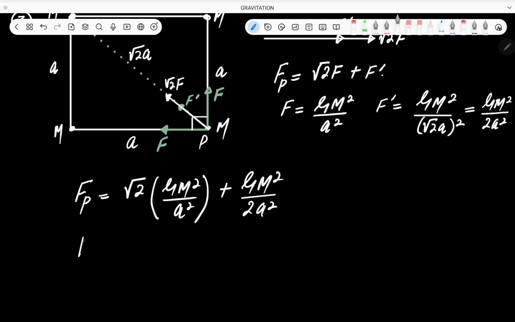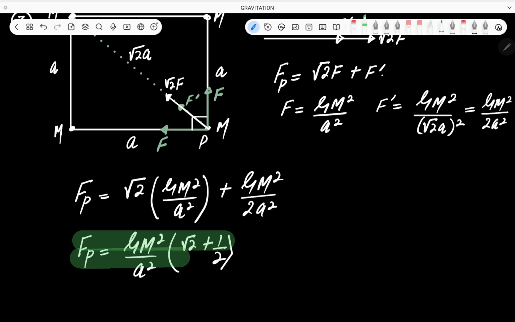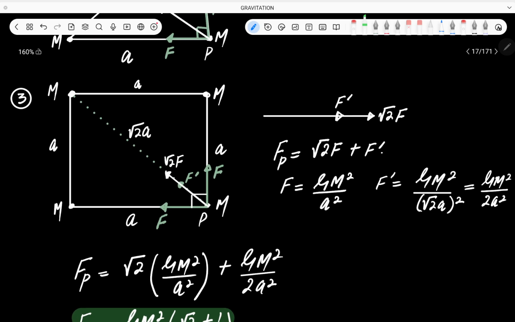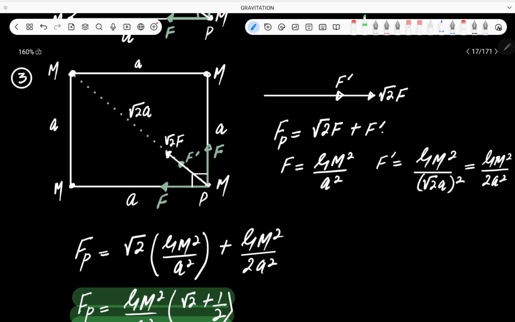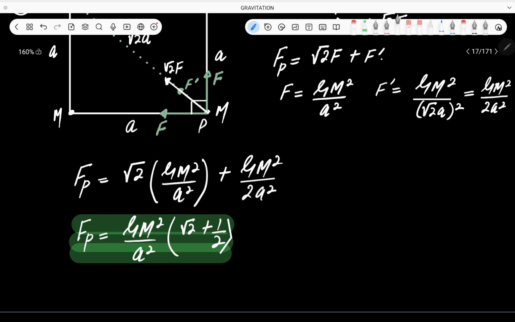Okay. Can you tell me in these two terms, what will be common there? That will be Gm square divided by a square common, and we are left with this root 2 plus 1 by 2. So this is the final answer to this question. Okay, and a very important question. This question has been asked a few times in JEE maths. So I am sure that this is clear to you. Okay. In electrostatics, if you do the same question in electrostatics, then the answer will be, I can write down that here.